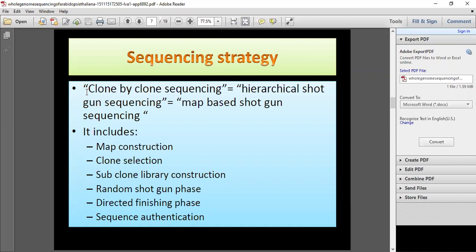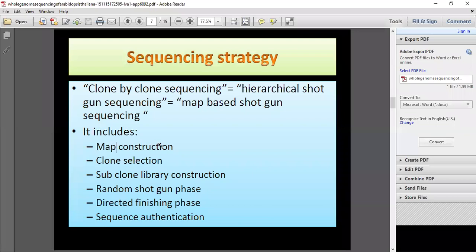So in the sequencing strategy, the strategies they used were clone by clone sequencing. That means they prepared a genomic library, then sequenced clone by clone. Then hierarchical shotgun sequencing, map based shotgun sequencing. Okay, these are the strategies they have used.